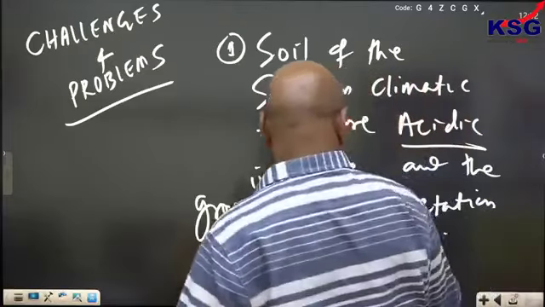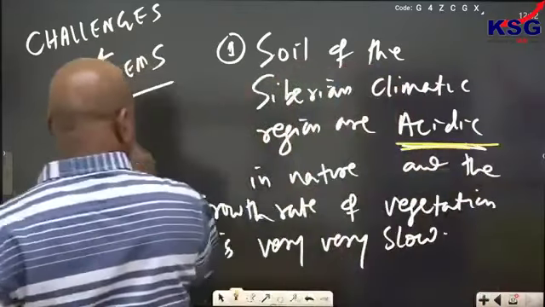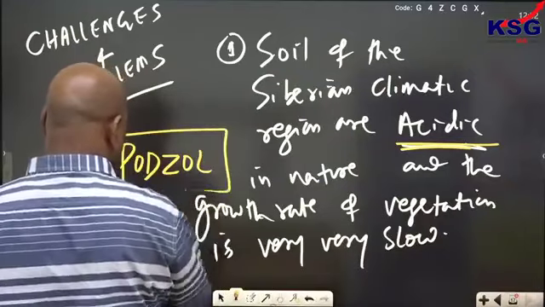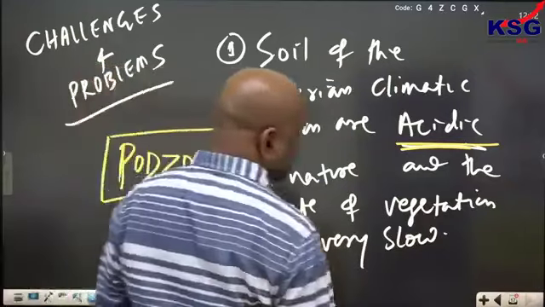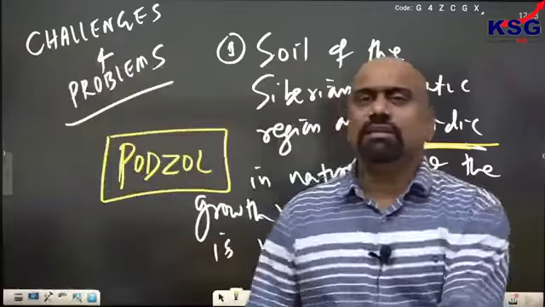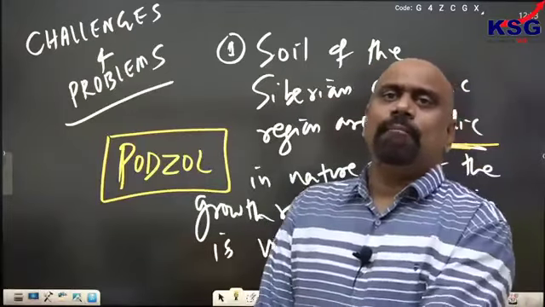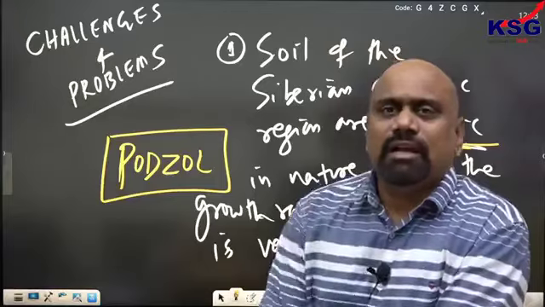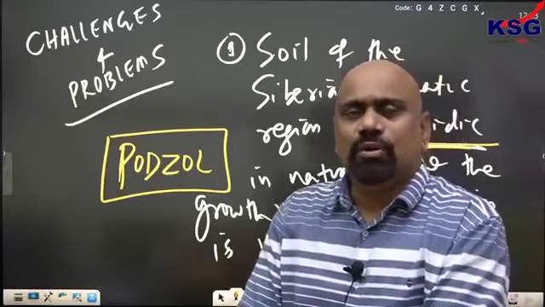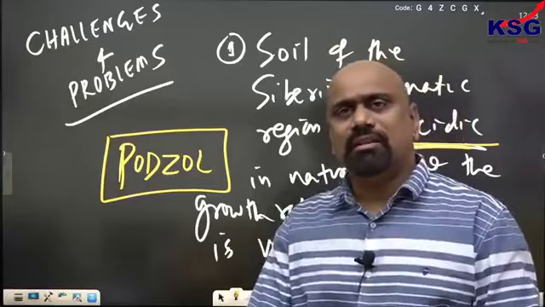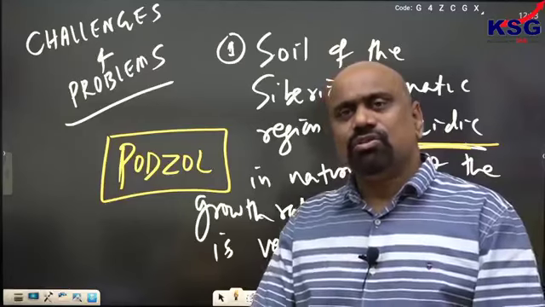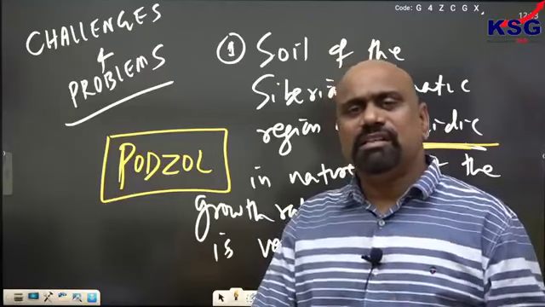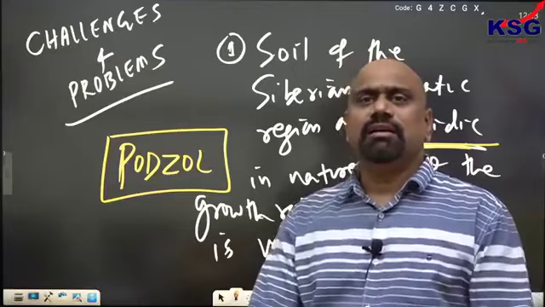Acidic in nature, this soil is why it is podzol. Podzol is a soil. Podzolization is a process. What happens? In cold conditions, the decomposition rate, or bacterial activity, becomes very slow. It is very slow bacterial activity, so decomposition is very little. So humic acid develops, and the soil becomes acidic in nature.